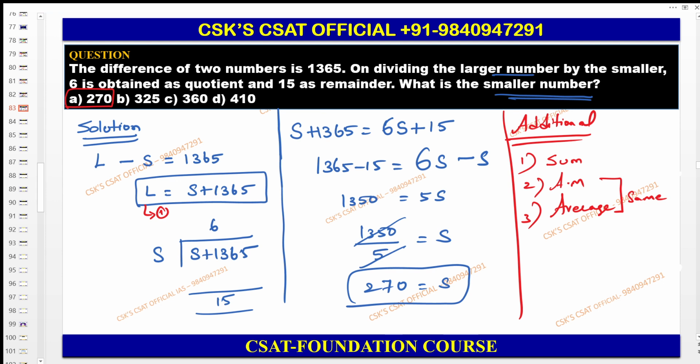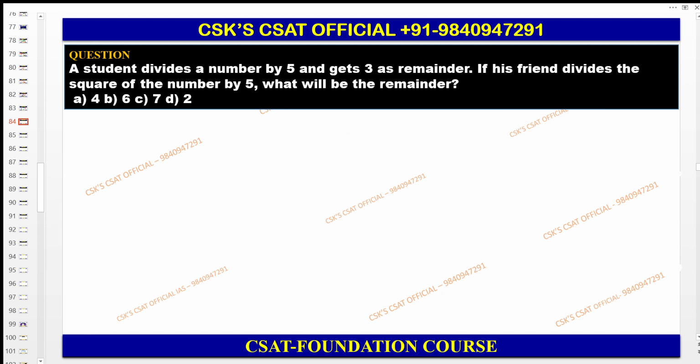Clear? No. So this question. A student divides a number by 5, gets the remainder as 3. If his friend divides the square of the number by 5, what will be the remainder? What will be the remainder?